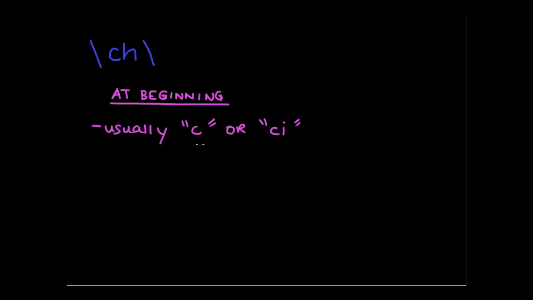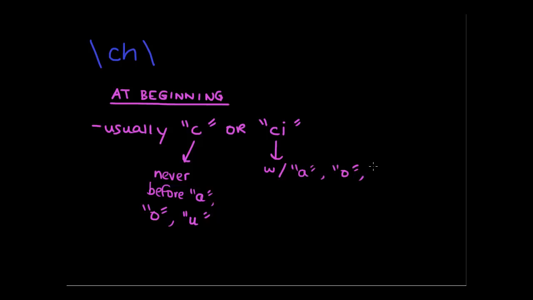Now, how do we know which one to use? Well, first of all, the C is never going to be used if it precedes an A, O, or U sound, because that will make the C hard. It will make it the k sound, and we don't want that. So never before A, O, or U. So if you know that the spelling of the next vowel sound is either A, O, or U, don't use a C because then the C will be hard. Use a CI. So CI will be with A, O, or U.